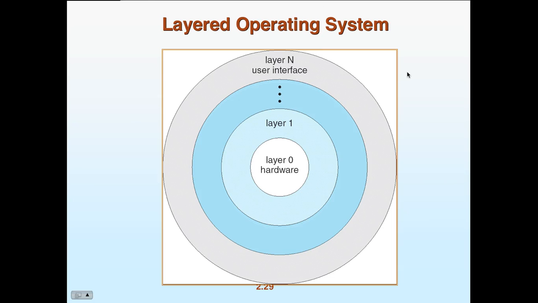So here's another layered operating system. This one's done in a circular motion rather than a pyramid. We've got the inner hardware. We've got layer 1, layer 2, layer 3, layer 4, layer 5, all the way out to layer N, the user interface, which is usually the last layer.